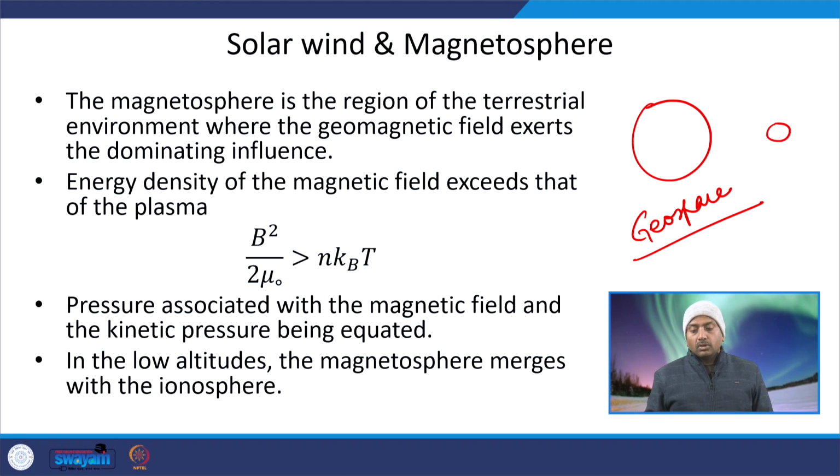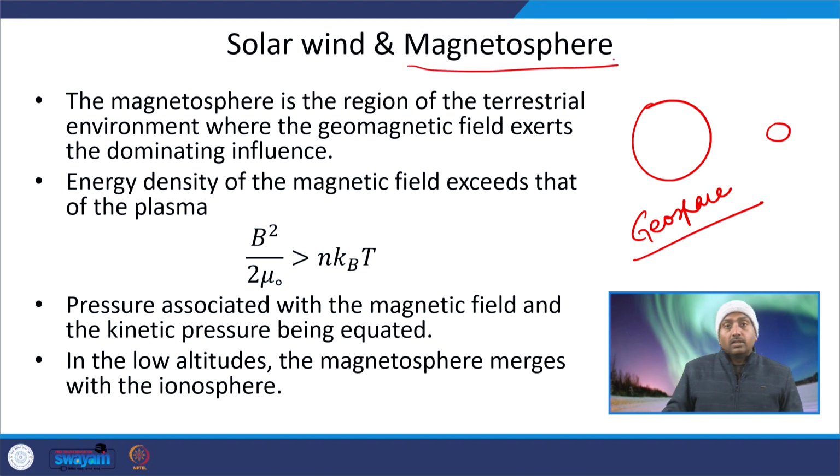Because the Earth is a magnet, the geomagnetic field has some dominating influence. So, where the pressure due to the geomagnetic field exceeds the solar wind pressure, this space is called the magnetosphere. We will try to understand in detail about the magnetosphere in the next few lectures. But for the sake of definition, we can remember that the magnetosphere is the region of the terrestrial environment where the geomagnetic field exerts the dominating influence. So the most important factor in this space is the geomagnetic field, or the magnetic field due to the Earth.